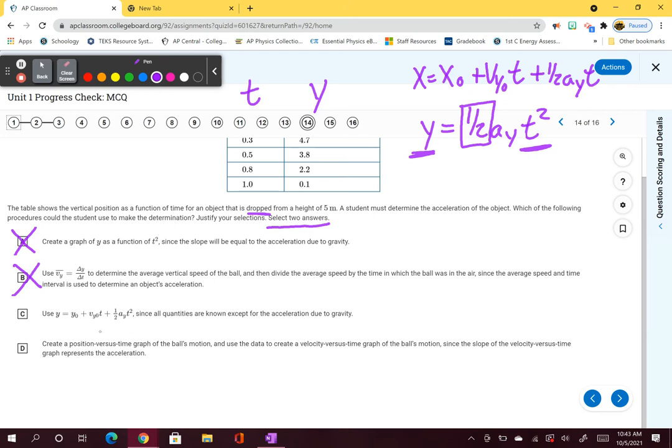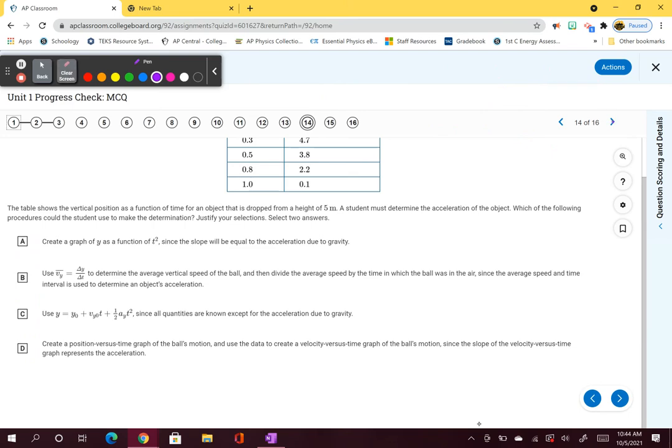So you can actually just plug in to get your acceleration. It says create a position versus time graph of the ball's motion and use data to create a velocity versus time graph of the ball's motion, since the slope of the velocity versus time graph represents acceleration. So make a graph, then make a graph from that graph, and get your acceleration. You can do that. You just can't do it mathematically like B was trying to get you to do. So there we go. Our 2 answers.